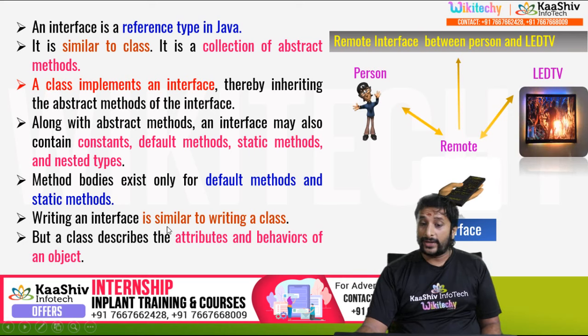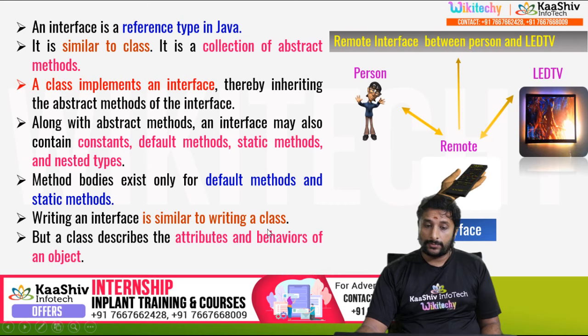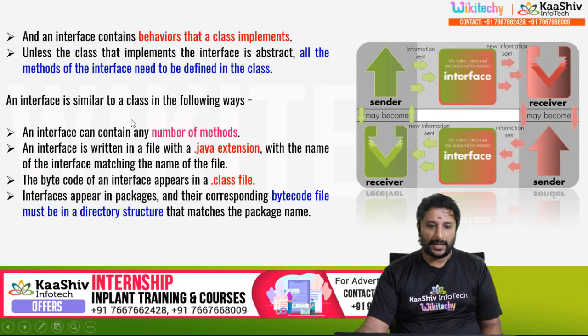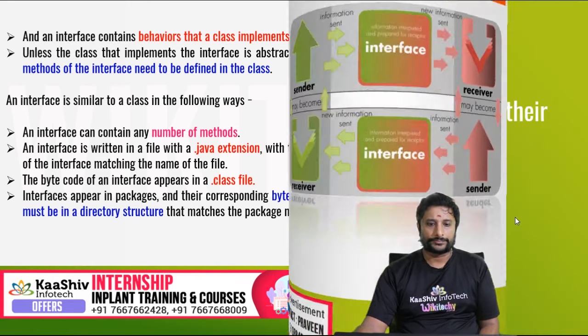Writing an interface is similar to writing a class, and a class describes the attributes and behaviors of objects. An interface is similar to a class in some ways, such as containing any number of methods. The .java extension should be there, and the .class file holds the bytecode. So everything is the same as a Java program.